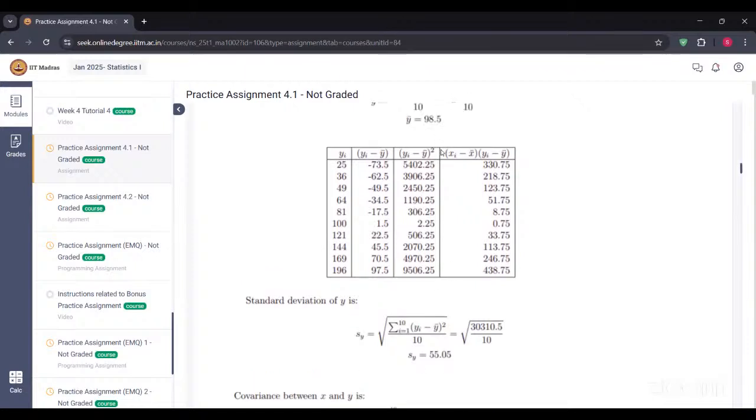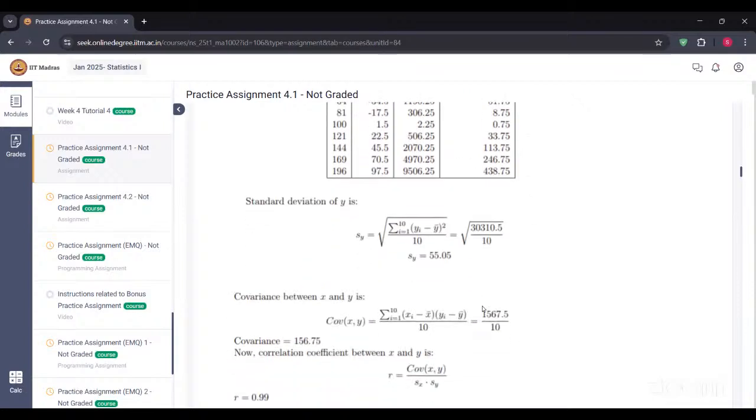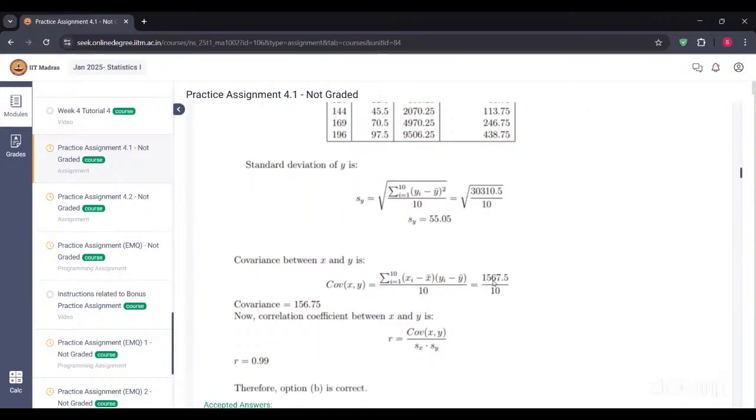Then in the numerator, it is the summation of xi minus x bar times yi minus y bar. So we will sum these values up, which is going to be 1567.5. Then putting this value, 1567.5, divided by the standard deviation of x into the standard deviation of y, we will get the correlation.